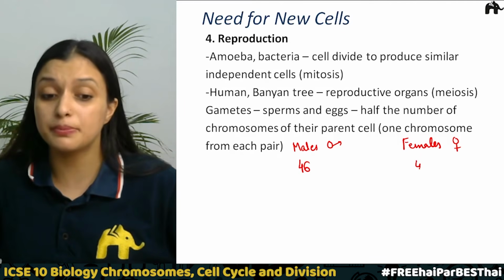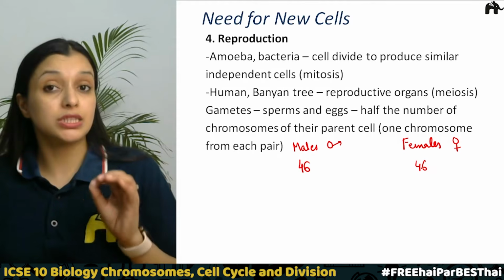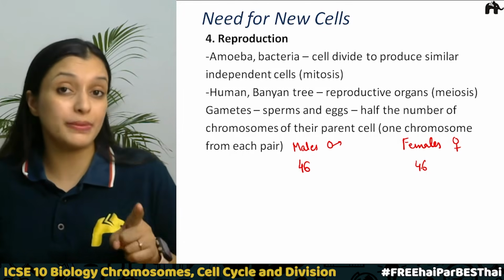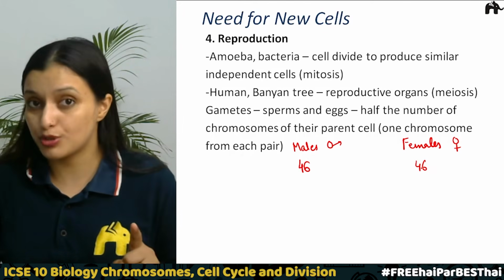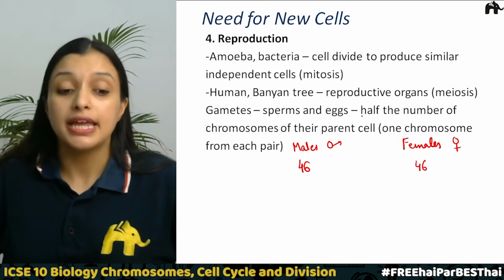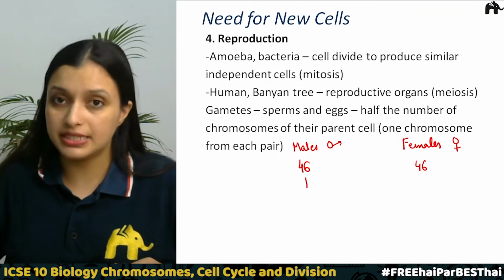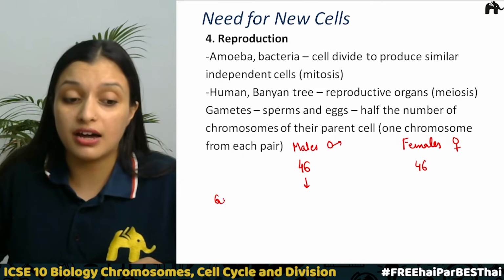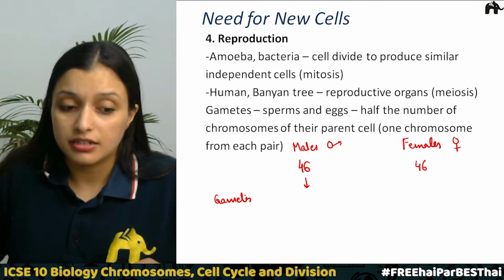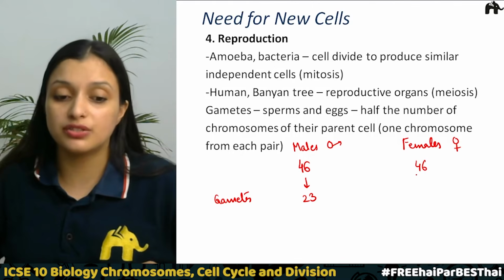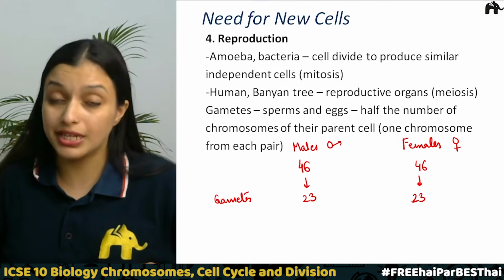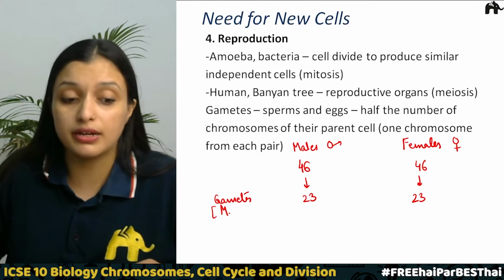So that means there are 23 pairs of chromosomes. How many pairs? 23 pairs of chromosomes. Now what happens in these cells? They produce gametes, and these gametes have 23 chromosomes each. What is happening over here?